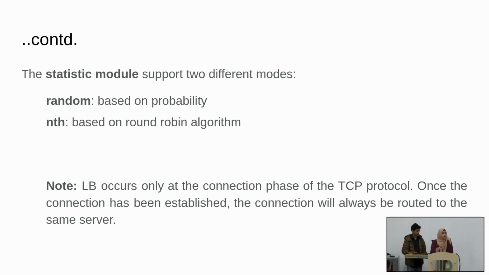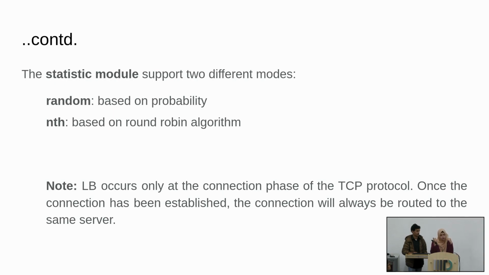The statistic module works in two modes. The load balancing can work in two modes. The first one is random and the second is nth. The random mode is based simply on probability: what probability you want the traffic to go to a particular server, and what probability you want the traffic to go to another server. Whatever number of servers you have, you can set a probability for each server. So this mode works on that principle.